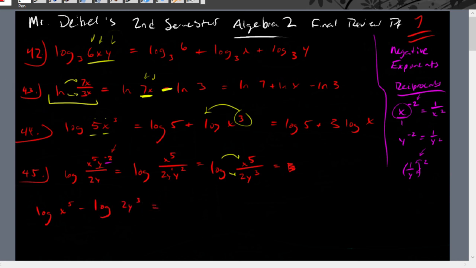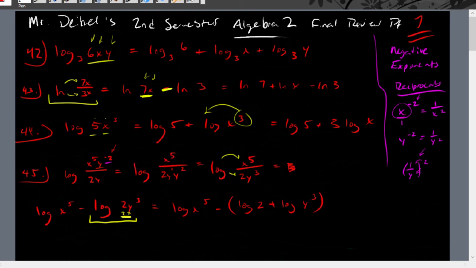Now, any products need to be turned into separate logs. So here we've got 2 times y to the third. This piece here is going to be separated into log of x to the fifth minus, now the parenthesis here is important for the reason I was talking about earlier on this example problem I erased. Log of 2 plus log of y to the third.